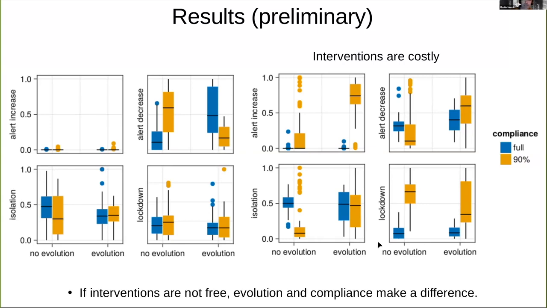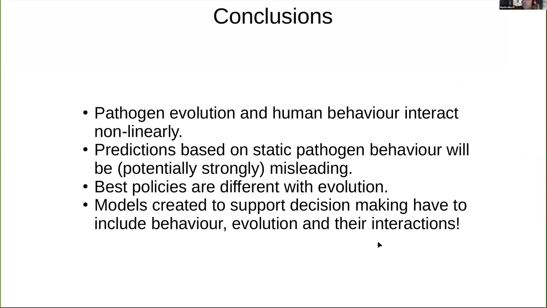Yeah, I think that's my results. To conclude, what we can see is that the evolution of the pathogen and human behavior and policy interventions interact strongly in some cases, and they interact non-linearly. So it's not easy to predict, given a certain intervention, what the effect is going to be if evolution takes place at the same time.